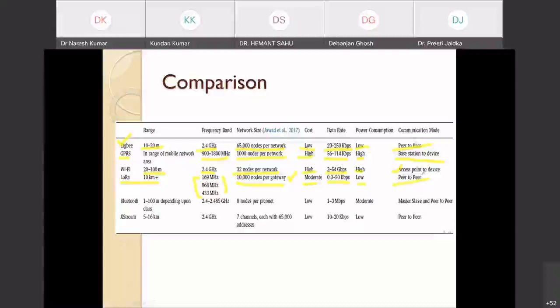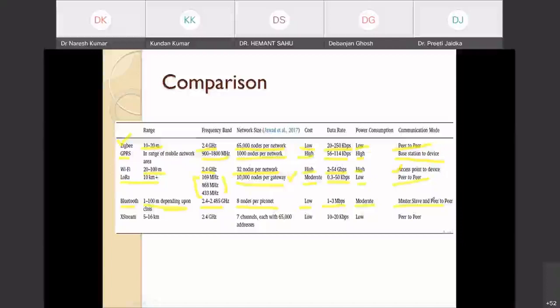Then Bluetooth, which is known, is 1 to 100 meters, depending upon the class of Bluetooth we are using, in the unlicensed band, 8 nodes per piconet. Cost is low. Data rate is 1 to 3 Mbps. Power consumption is moderate, and it can act in master-slave and peer-to-peer communication.